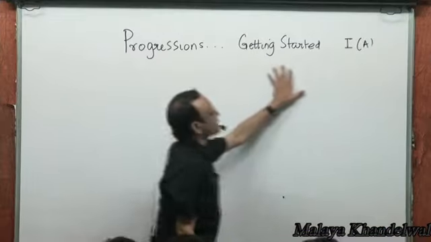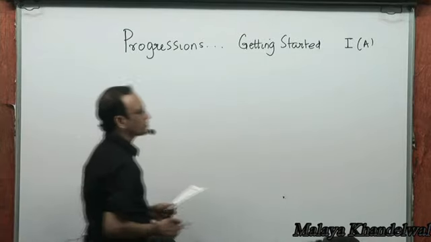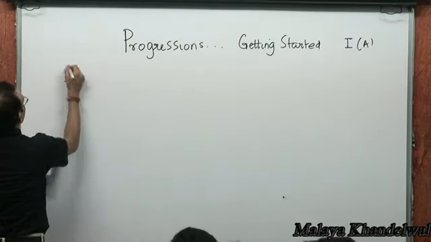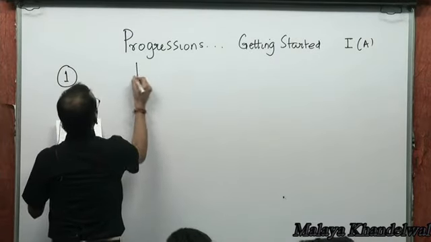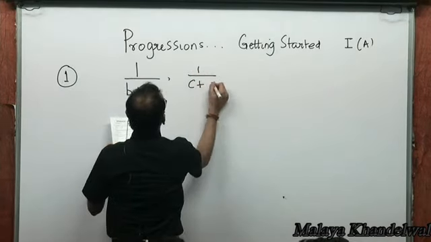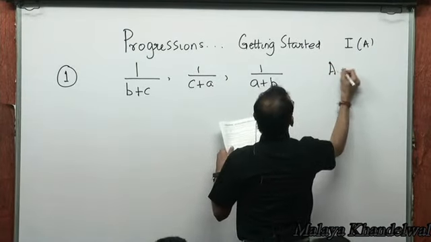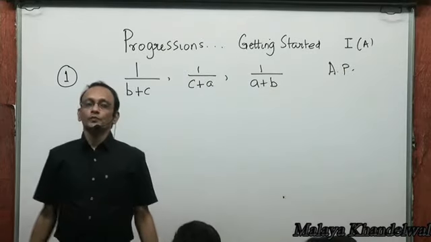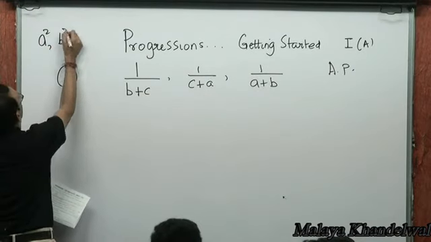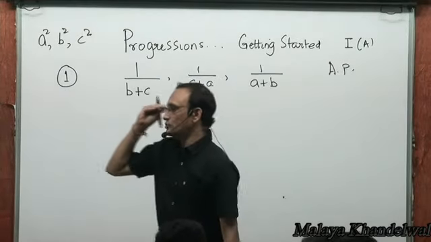This basic sheet titled Getting Started 1A, and let's examine some of these very simple problems on progressions and sequences. So the first problem is about the set of numbers 1 by b plus c, 1 by c plus a, and 1 by a plus b constituting an arithmetic progression. We then want to be able to establish that a square, b square, c squared will also constitute an AP. This is what we want to establish, right?